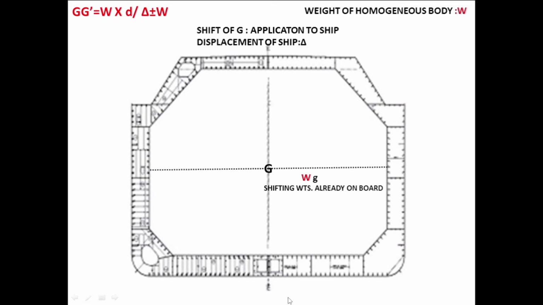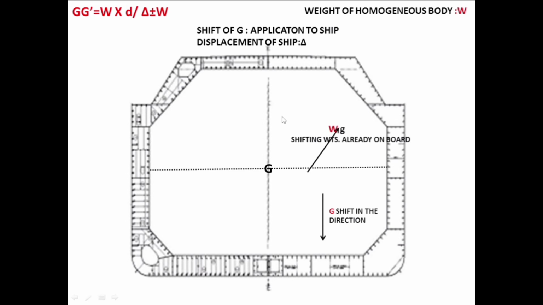And if there are weights to be shifted on board, which are already there on board, no loading, no discharging, then the shift of G is in the direction in which the weights are shifting. If I'm going to shift the weight down, this G would move down. If I shift the weight up, it will move up. If I move it port or starboard side, it will move port or starboard. So let me just move this weight in the direction of this arrow I'm showing you here. So the G would also move parallel to that, in the direction the weight has moved.